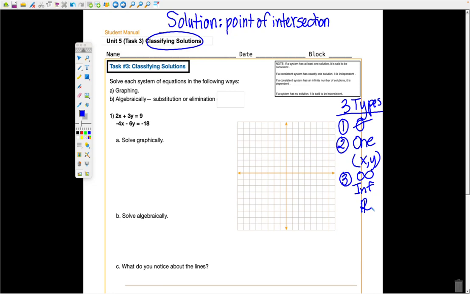They overlap. Don't write this down, this is just a reminder, because we did this in our notes. If you have one solution, you're going to have some place where the lines intersect. If you have no solution, that means your lines are going to be parallel. They will never intersect. If you have infinite solutions, that means your lines will be the exact same thing, so it will look like it's overlapping. That's kind of sloppy, but this is one solution, this is no solution, and this is infinite solutions.